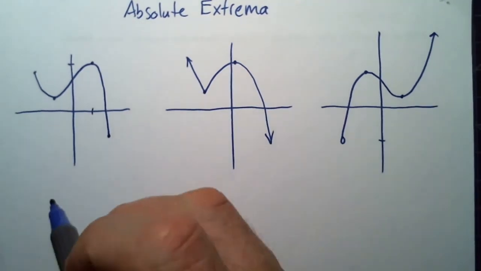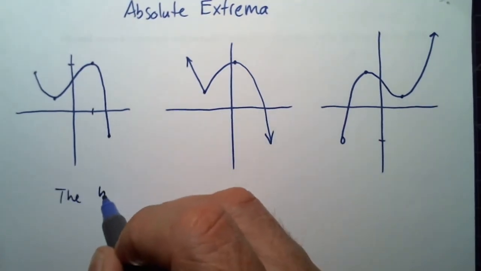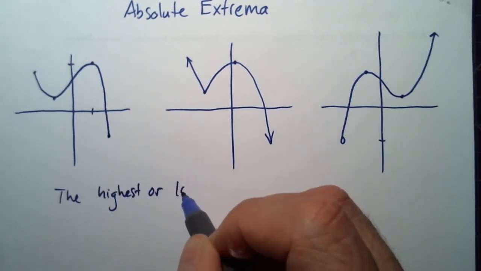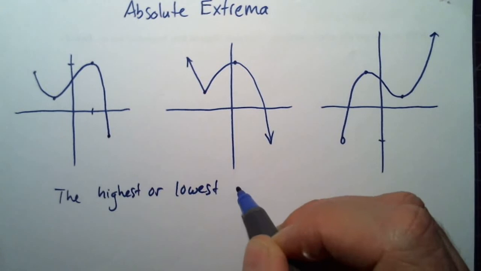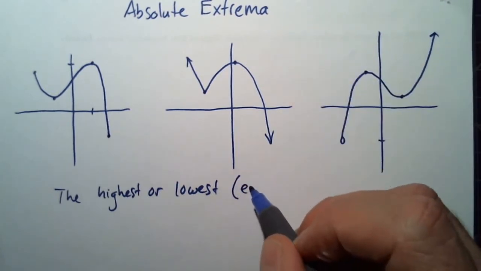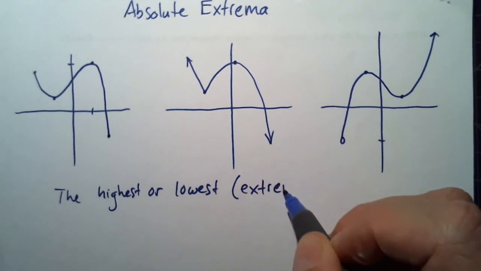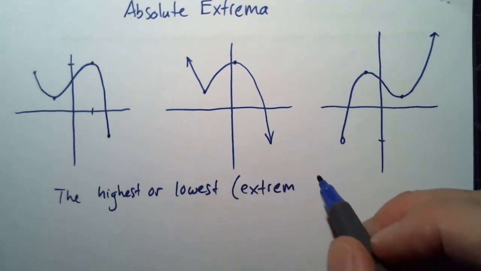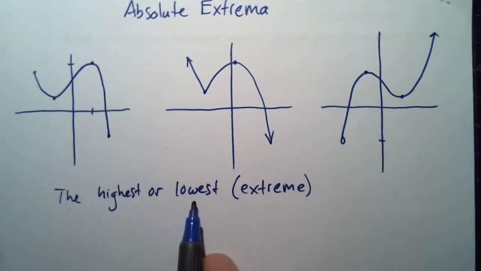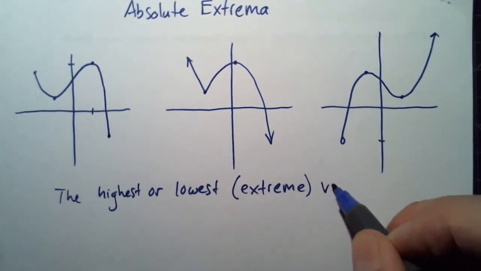So we have the highest or lowest, and the reason why this is called extrema is because the highest or lowest, those are extreme values. So the highest or lowest extreme values.